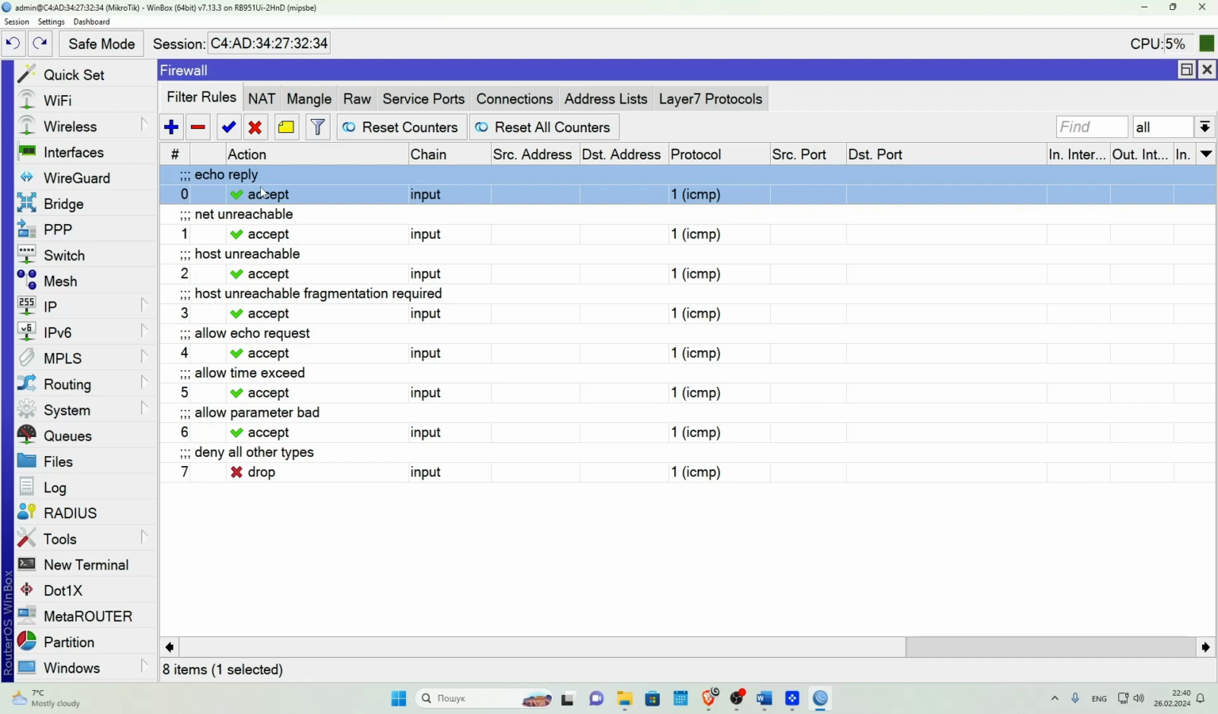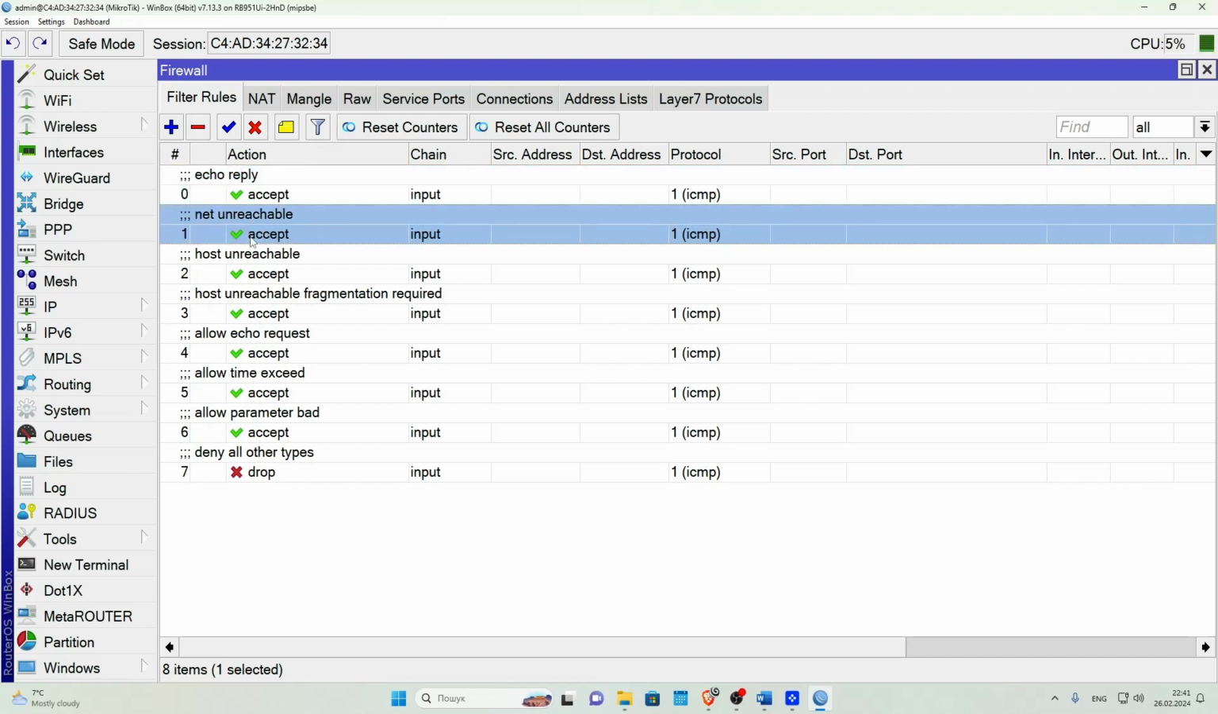Why do we allow these specific types? Because these rules are considered safe or useful for the proper operation of the network. To make it clearer, let's go through each one. Echo reply, 0:0. This type of ICMP packet is used to respond to ICMP echo requests, which is part of the protocol's functioning. Destination network unreachable, 3:0.